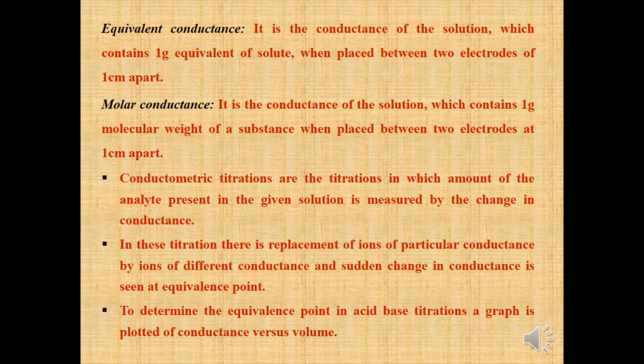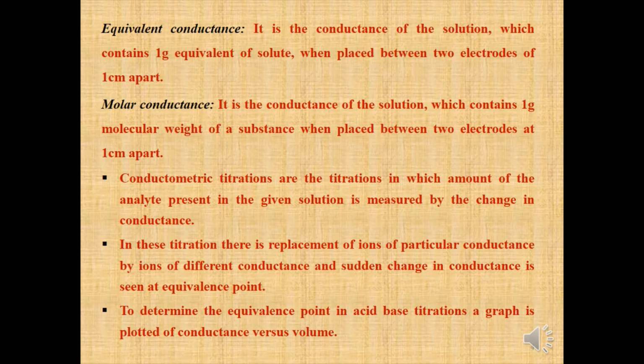Conductometric titrations are titrations in which the amount of the analyte present in the given solution is measured by measuring the change in conductance of the solution. In this titration, there is replacement of ions of a particular conductance by ions of different conductance. Hence, a sudden change in conductance is seen at the equivalence point. To determine the equivalence point in an acid-base titration, a graph is plotted of conductance versus volume.